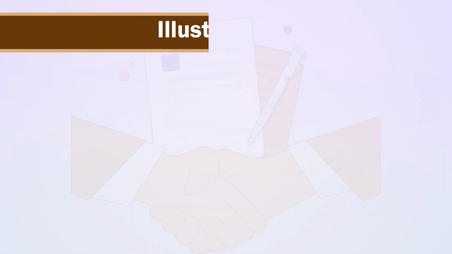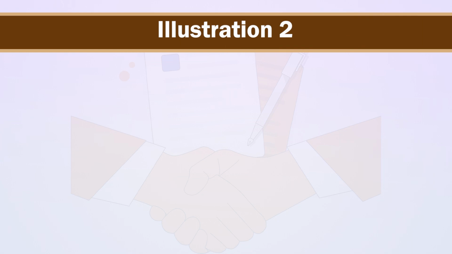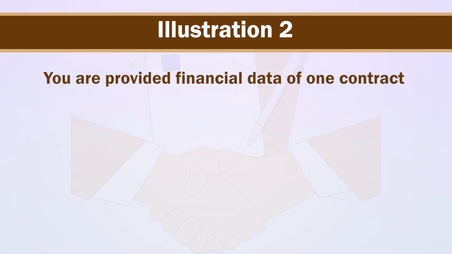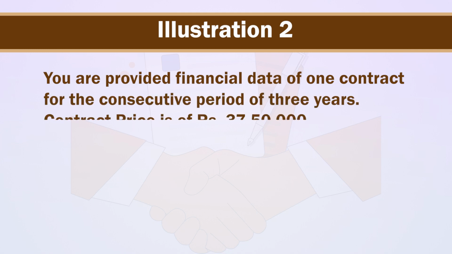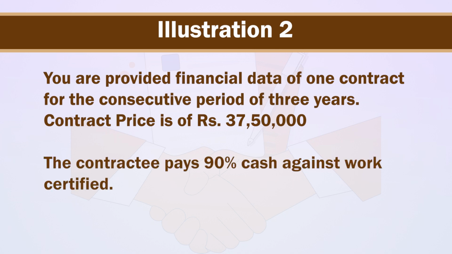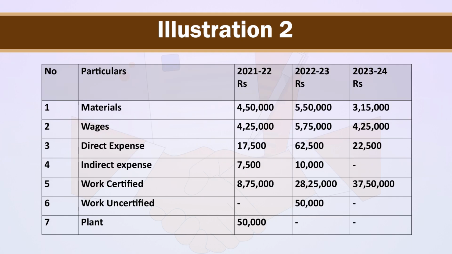year. Illustration number 2. You are provided financial data of one contract for the consecutive period of 3 years. Contract price is of rupees 37,50,000. The contractee pays 90% cash against work certified and the information is given for year 2021-22, 22-23 and 23-24.